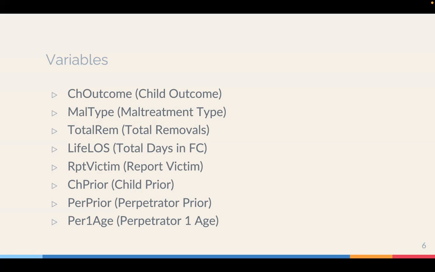Lastly, perpetrator 1 age is used. A child can have more than one perpetrator, but I found that even in the case of a child having 2 or 3 perpetrators, their ages tended to be close. So all the perpetrators tended to be close in age if a child had multiple perpetrators. So I use perpetrator 1 age, and that can be used as a quote unquote proxy for other perpetrator ages if there is more than one perpetrator.